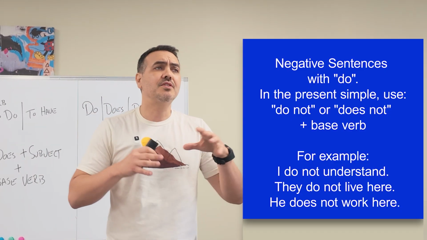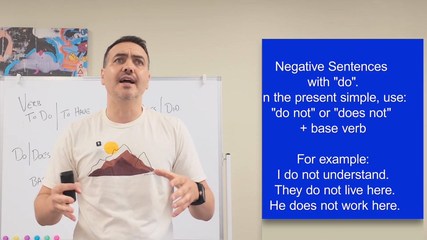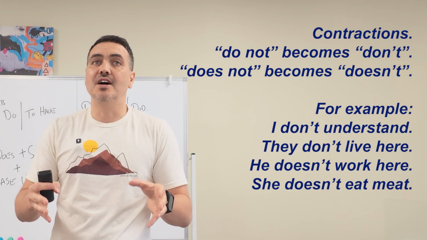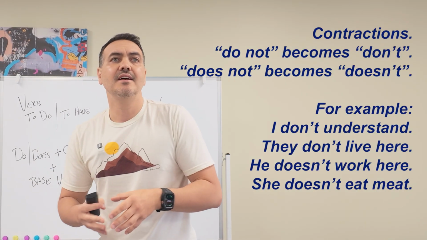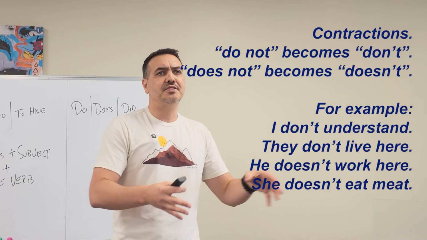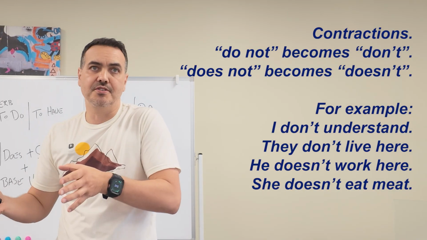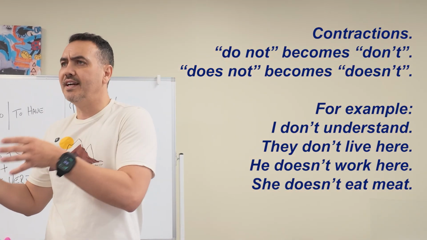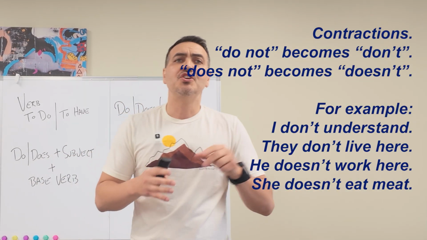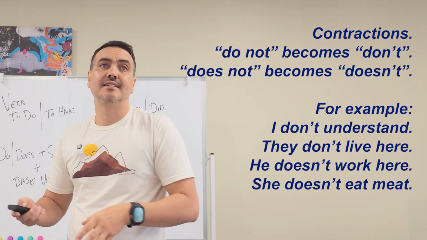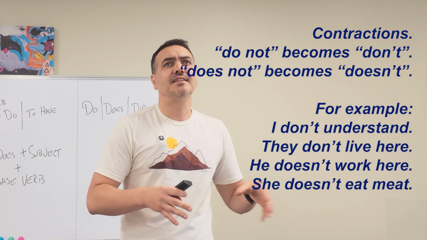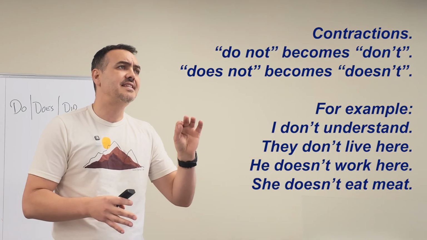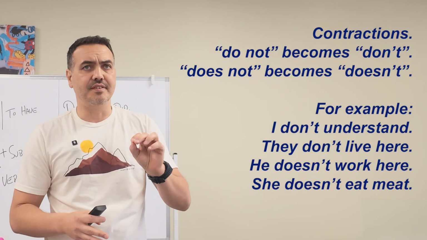And in speaking, we usually use the contracted form, okay? So do not becomes don't, and does not becomes doesn't, okay? For example, I don't understand. You can say that instead of I do not understand. They don't live here. He doesn't work here instead of saying does not, okay? She doesn't eat meat, okay? And again, after doesn't, use the base verb, okay? You say she doesn't like coffee. You would not say she doesn't likes coffee, okay?